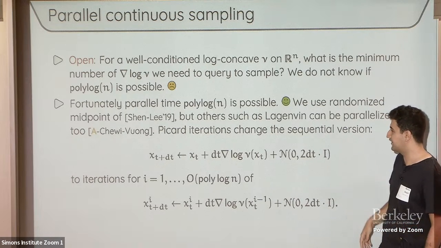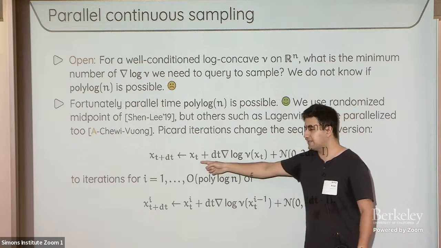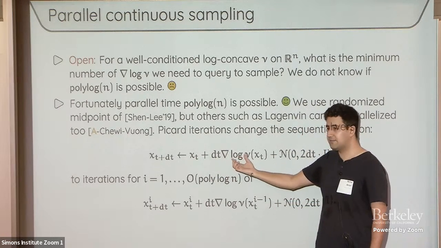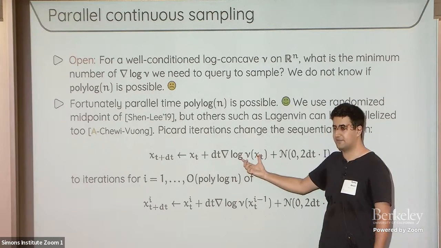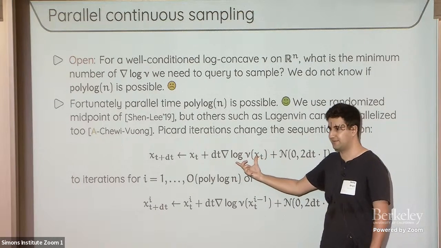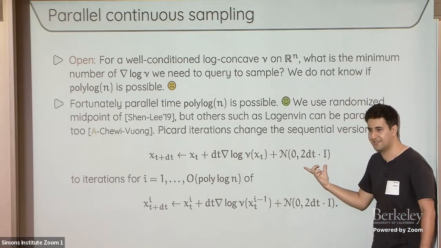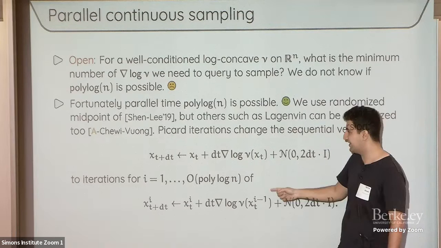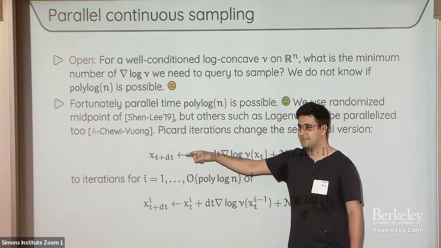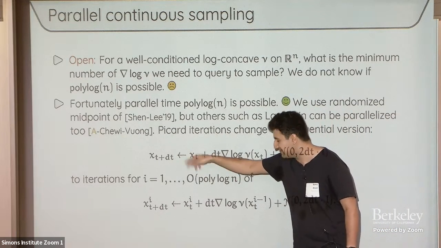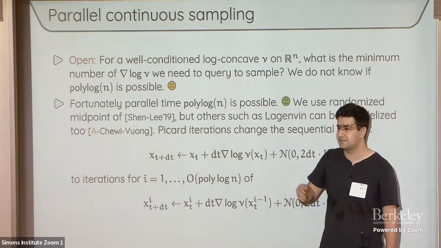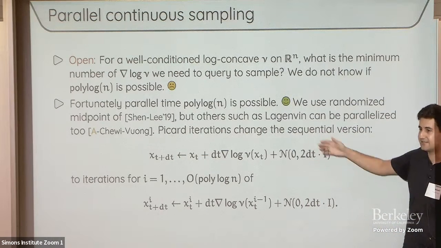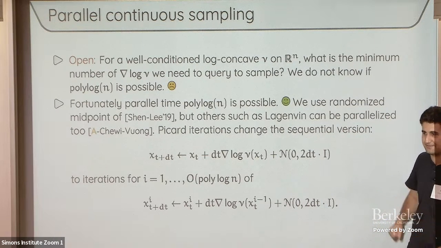It's like a noisy version of gradient descent. You move from a point xt to a point xt plus dt by just moving a little bit in the direction of the gradient of your log density. So that's similar to gradient descent, but you also add noise. This is very sequential because you have to go from xt to xt plus dt and then to xt plus 2 dt and so on. But there is this general idea you can use, called Picard iterations, to parallelize all sorts of algorithms like this.